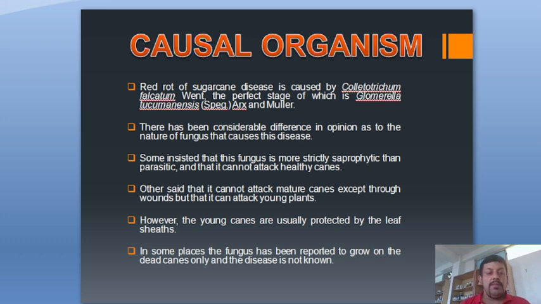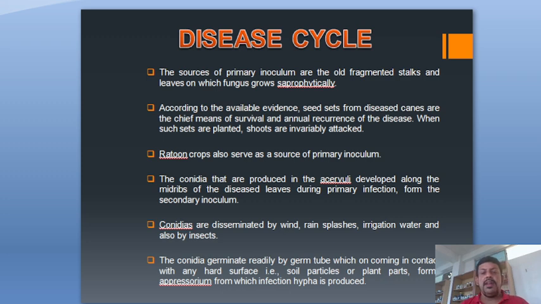Okay, then the disease cycle. So the disease cycle is very important. The sources of primary inoculum are the old fragmented stalks and leaves on which the fungus grows saprophytically. Okay, according to the available evidence, seed sets from diseased canes are also the chief means of survival and annual reoccurrence of the disease. Suppose some seed-borne pathogen is also there. Colletotrichum falcatum, the pathogen, can also be associated with the seed and even with the diseased portion.